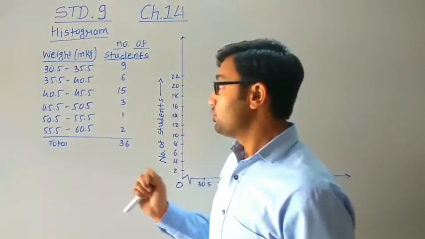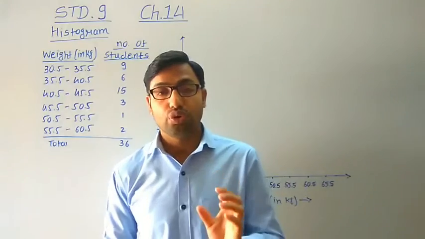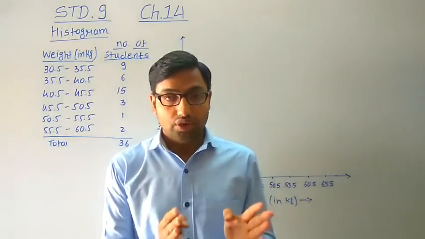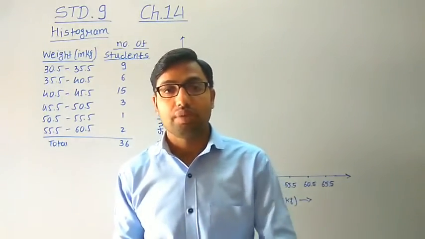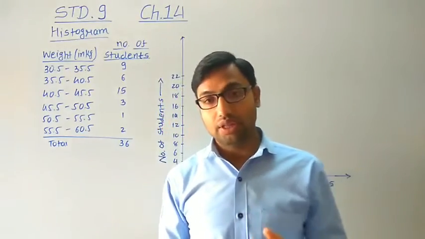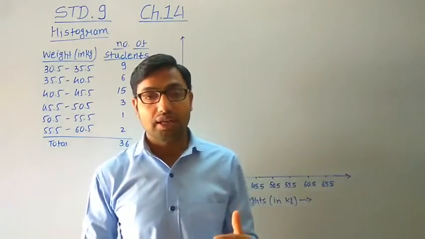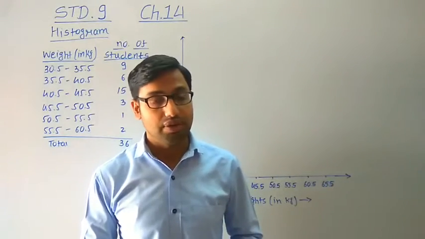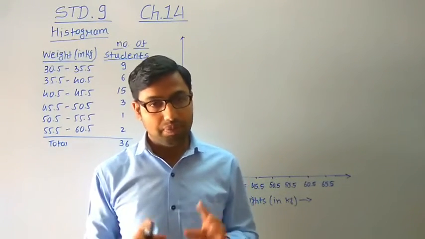This histogram is used to draw the graph for grouped frequency distribution type of data. If we are given raw data, then we know how to represent the data in a grouped frequency distribution table. That table we can prepare now.